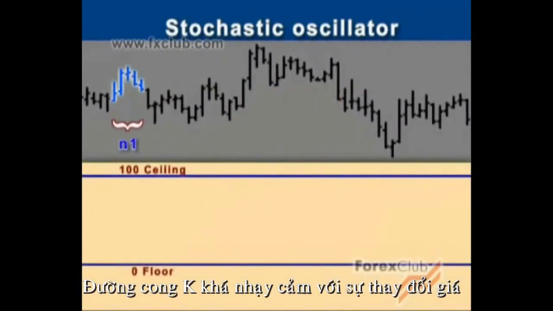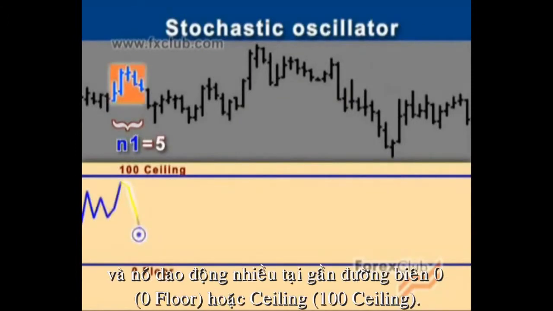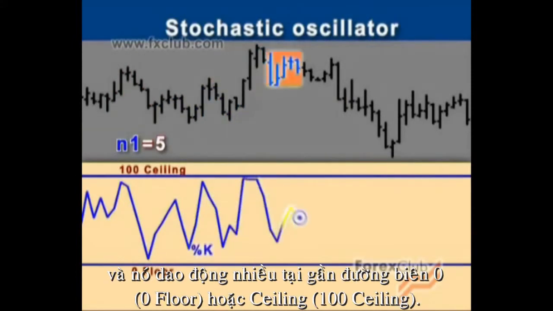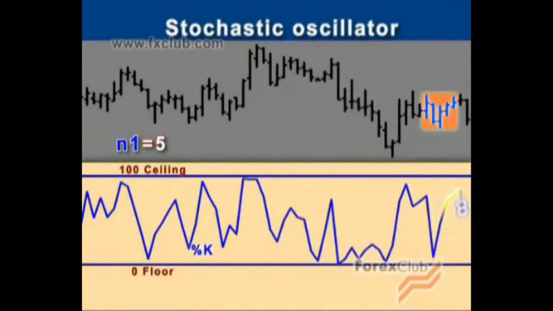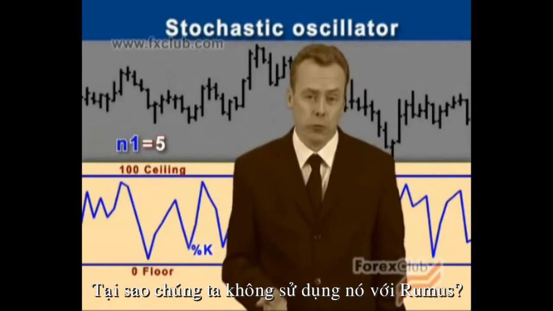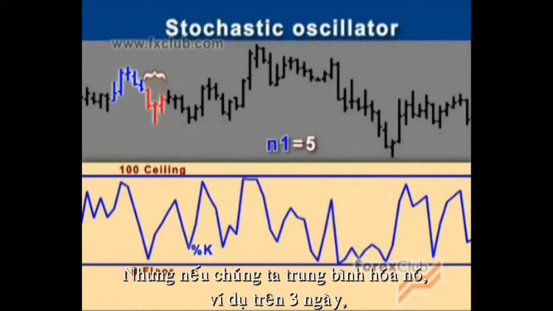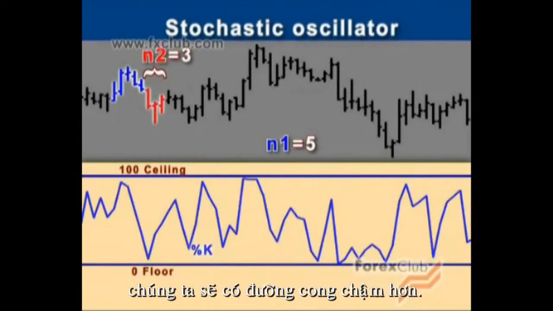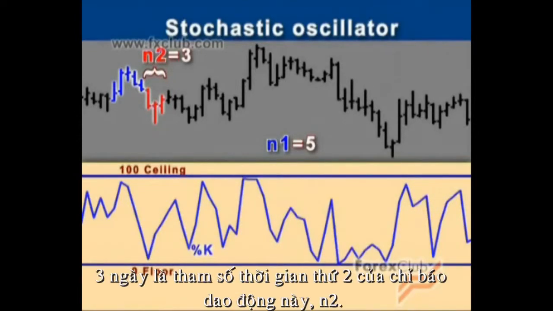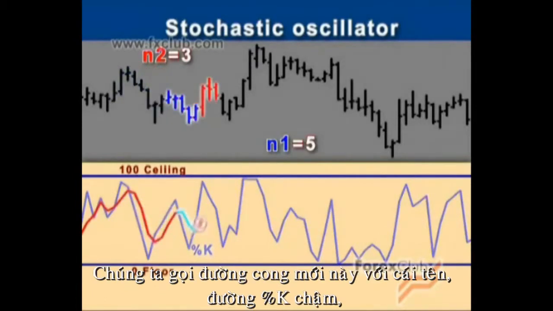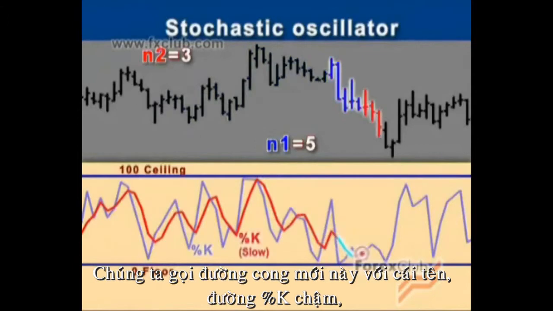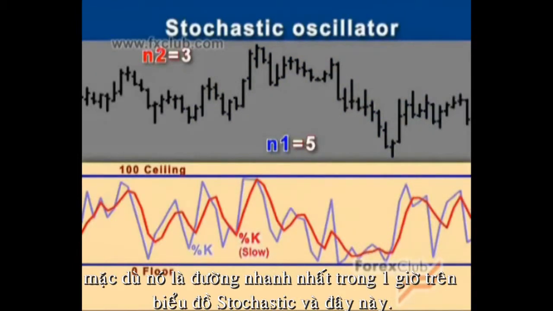The K-curve is very sensitive to price change and it spends a lot of its time banging its head on the floor or the ceiling. Which is why we don't feature it in rumours. But if we average it, for example over 3 days, we get a slower curve. 3 days is the second oscillator's time period, N2. We'll call the new curve a slow percentage K line, although it'll be the fastest one on our stochastic chart. And here it is.